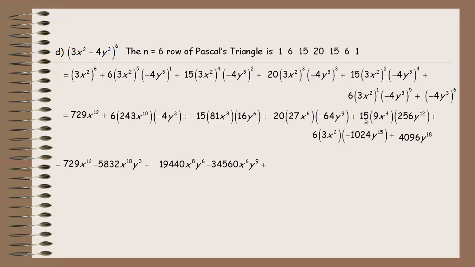Next we go 15 times 9 times 256, which is this same number actually, 34,560. This is positive because all terms are positive here. This one was negative because of that odd exponent there. So an x to the 4th, y to the 12th. 6 times 3 times negative 1024 is negative 18,432. X to the 2, y to the 15th, and then the 4,096, y to the 18th in the end. And that's the end of the video.